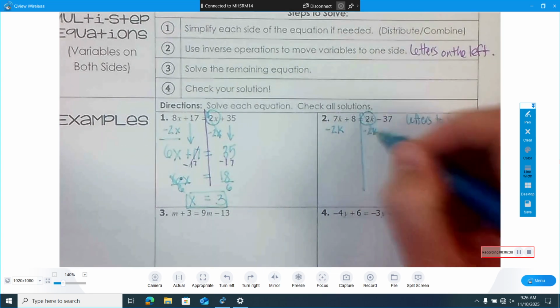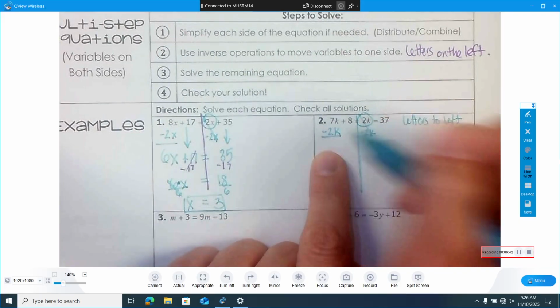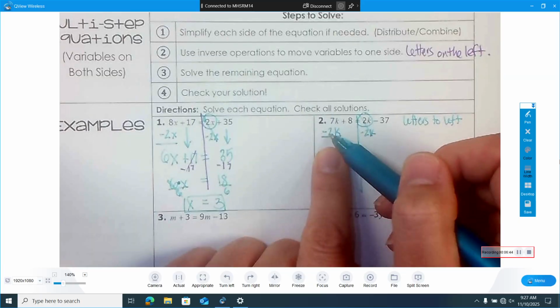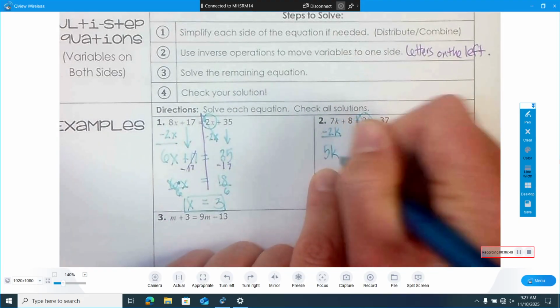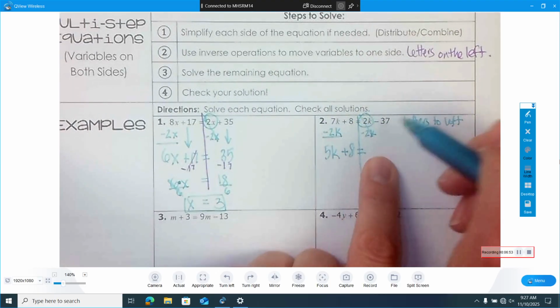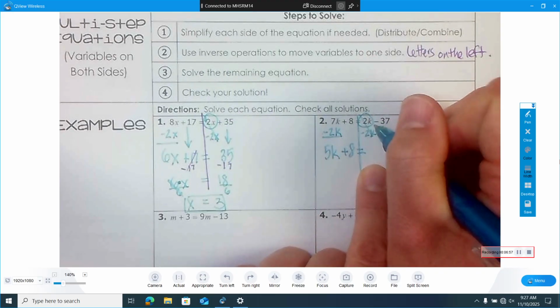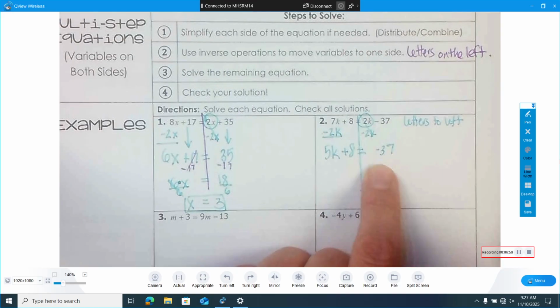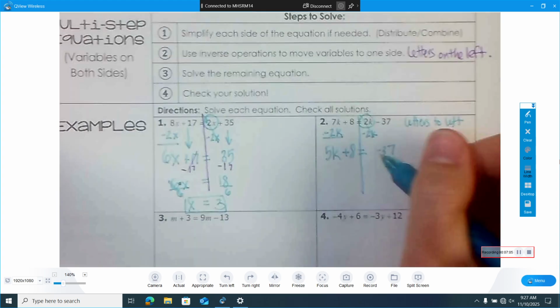Positive 2k and negative 2k cancel each other out. And on the left-hand side, I can combine those. 7k's minus 2k's is 5k's. Bring down my plus 8 and bring down, what do I bring down on the right-hand side? Very good. It is a negative 37. Don't lose track of your negatives. They're attached. All those signs to the left go along for the right. So we have a negative 37.